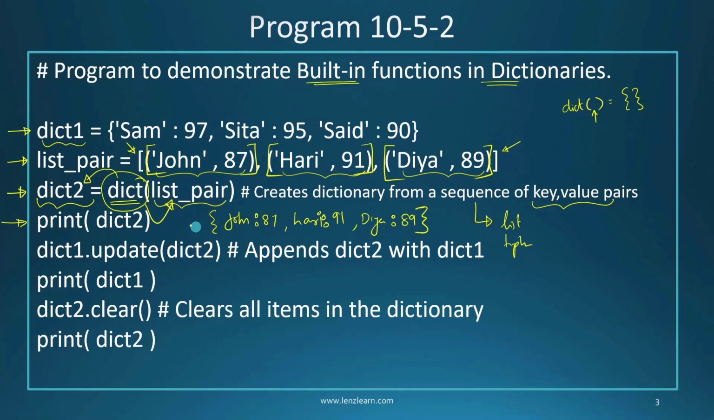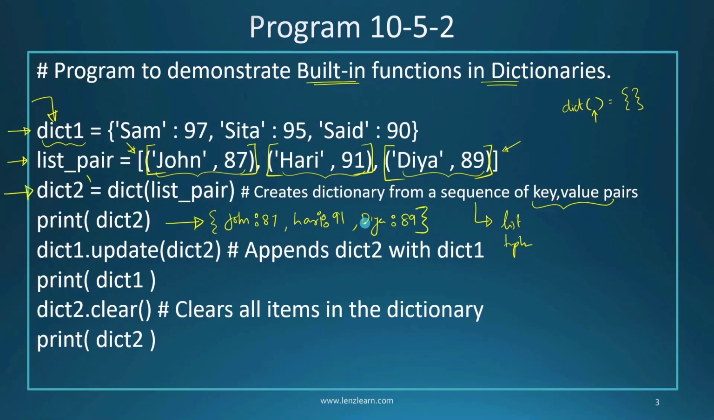Okay, and after that when you print dict2, you will get this result. So now I have two dictionaries in this program. The first dictionary is dict1, which has the records of Sam, Sita and Seth. Now I have a new dictionary, dict2, with values John, Hari and Dia.